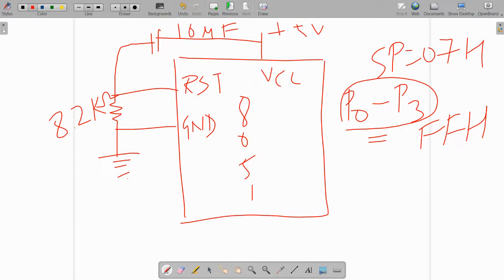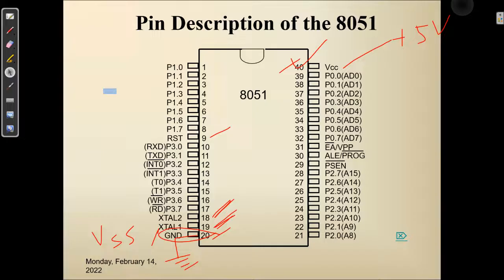Is it clear to everyone about the reset pin? Yes or no? Yes, sir. Yes. So we have done with reset pin also, that is pin number 9. We will move forward to understand the remaining pins. We will see about port 0.